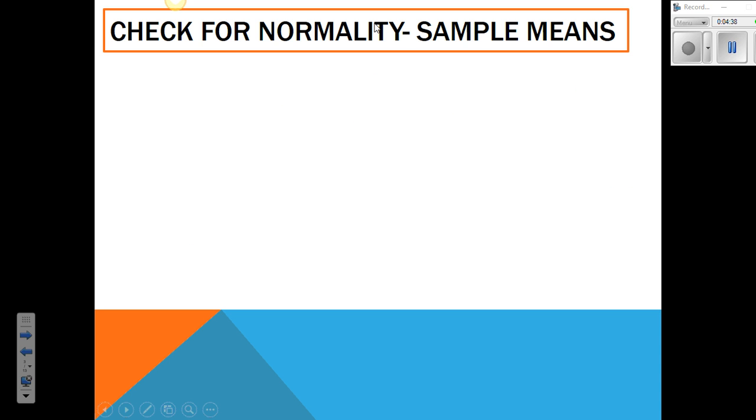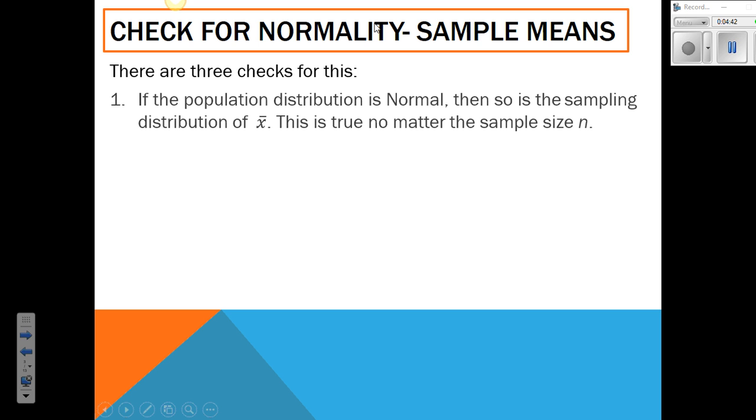All right. So checking for normality. We're going to do 3 things here to check for the normality. First, if the population distribution is normal, then the sampling distribution of X bar will also be normal.